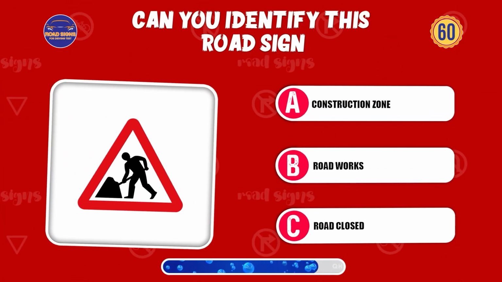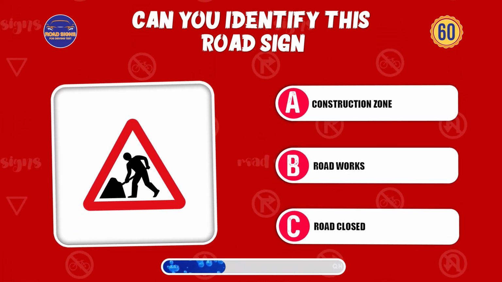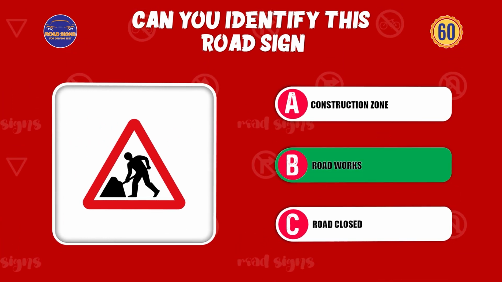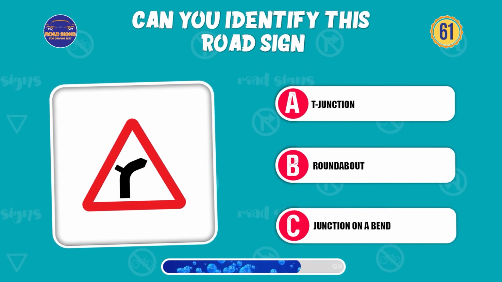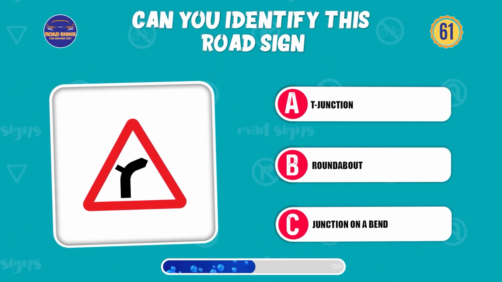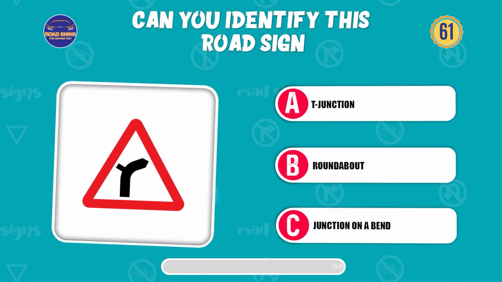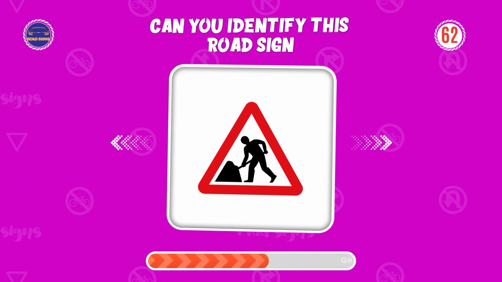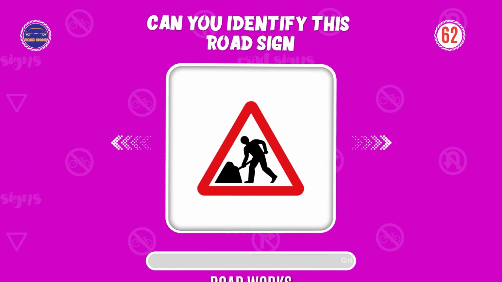What road condition should drivers be aware of? B. Road works. What intersection detail is highlighted by this sign? C. Junction on a bend. What construction warning is given by this sign? Road works.